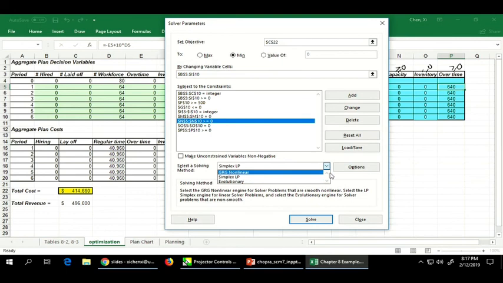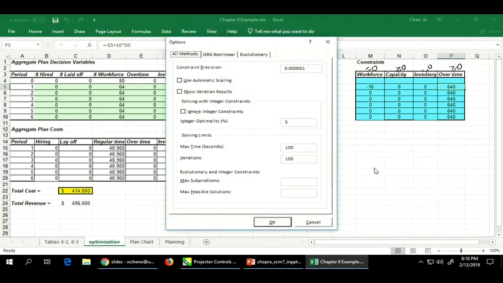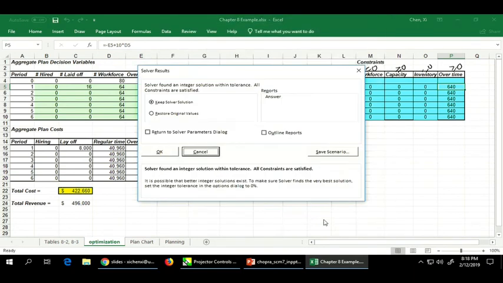And so here, because this aggregate planning problem is a linear problem, we still use simplex. Sometimes you might want to check options here, right? Sometimes Excel defaults to ignore integer constraint, which will give you a decision variable that doesn't make sense. So make sure you uncheck this and then click solve.